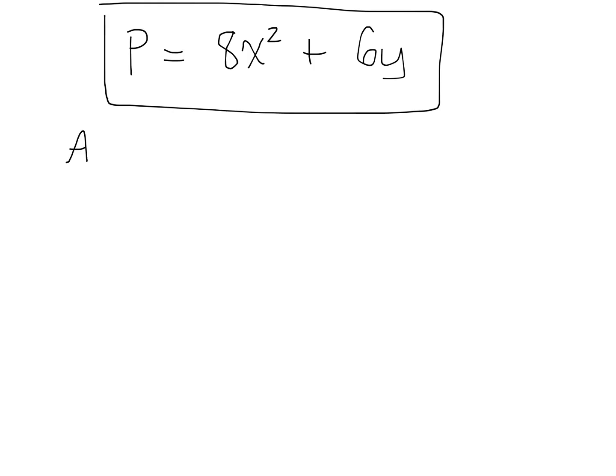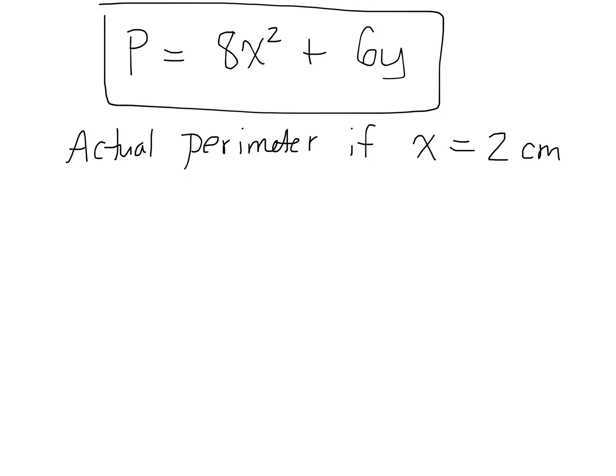Now you have to calculate the actual perimeter if x is equal to what? What did they tell you x is equal to? 2 centimeters. And y is equal to what? 3 centimeters. So now we know the values for the unknown. This was unknown before. I didn't know what x was. Now I know that x is 2. And now I know that y is 3. What does 6y mean? What operation is that?